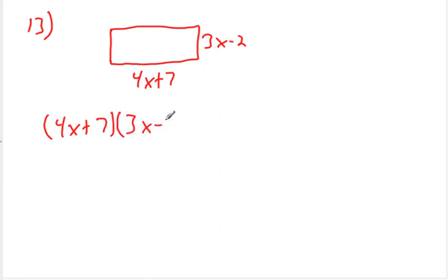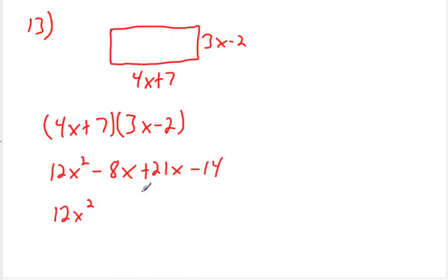just going to FOIL. So 4 times 3 is 12x squared. Those are the firsts. The outers is 4 times negative 2, which is negative 8. Inners is 21x, and then the lasts is negative 14. Combining the middle terms will give us, what is that, 13x minus 14. Done. Alright, moving on to 14.